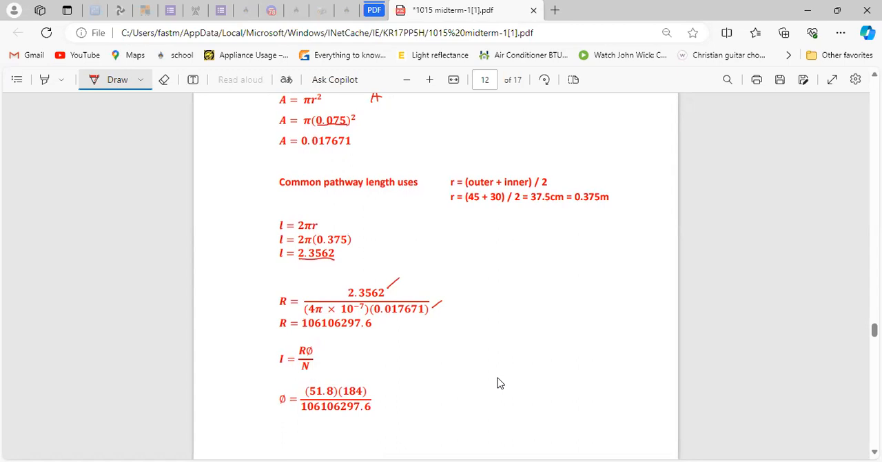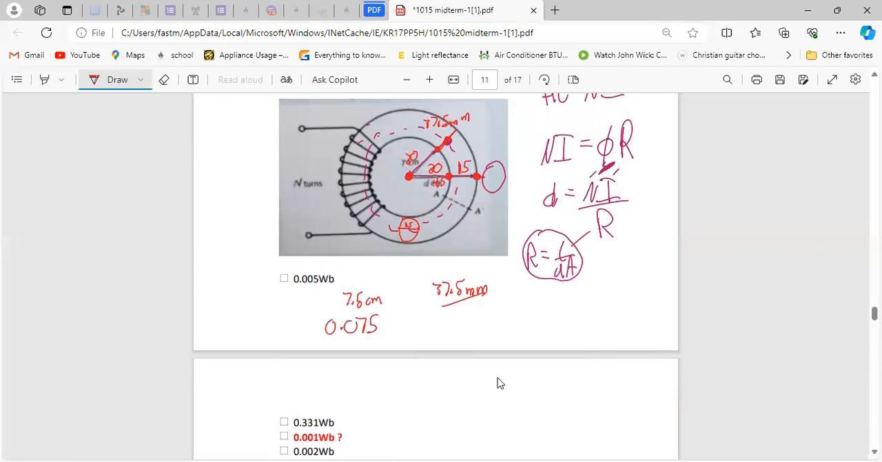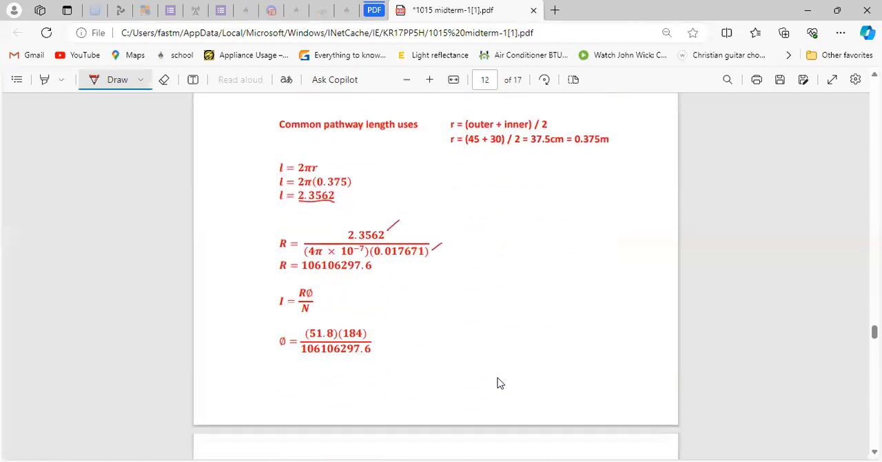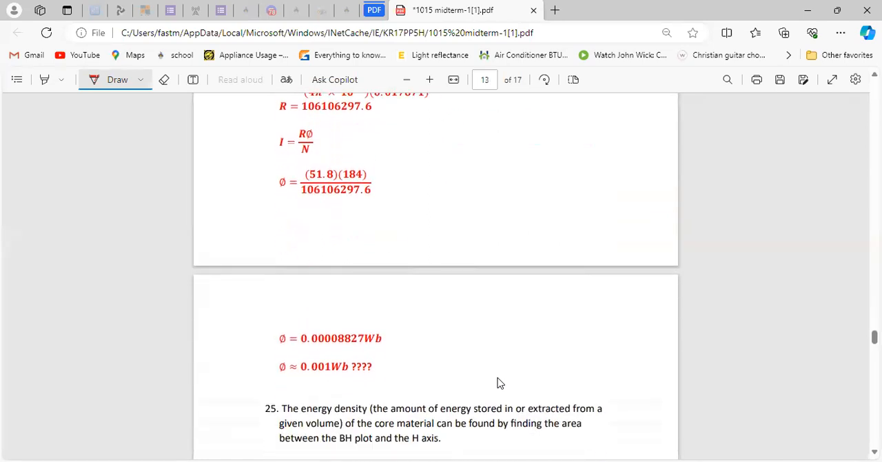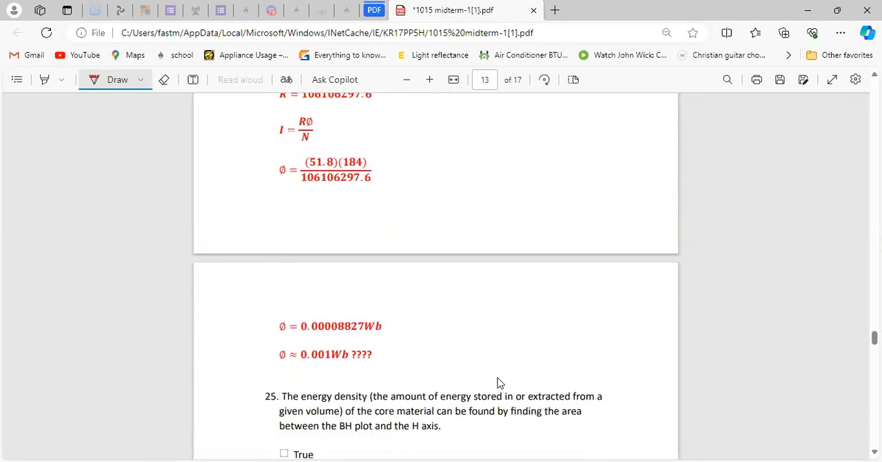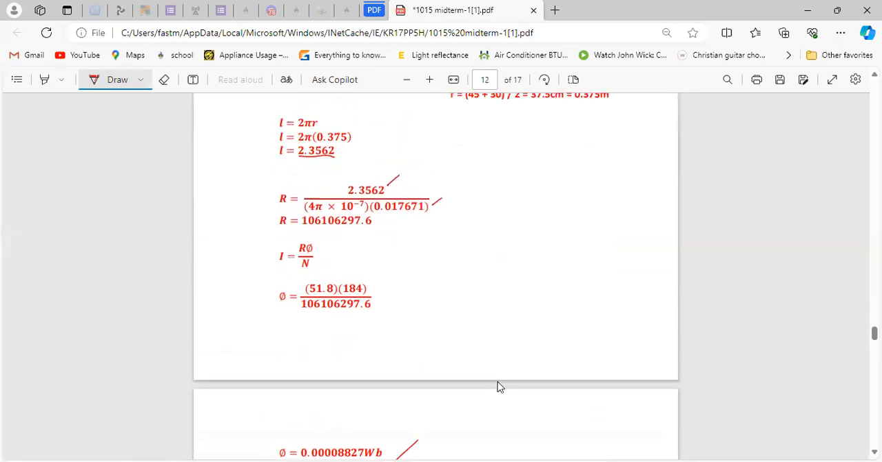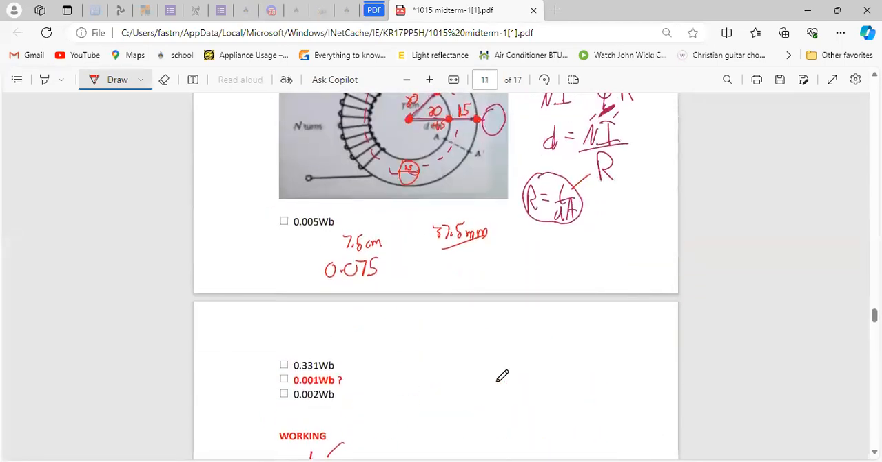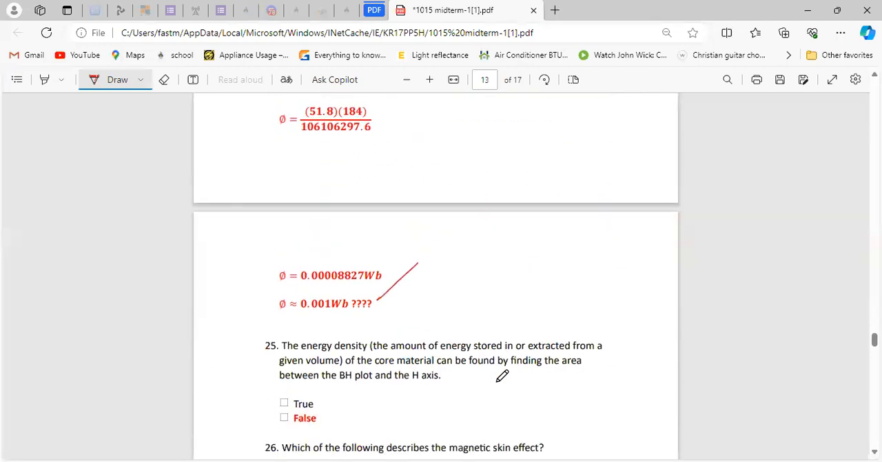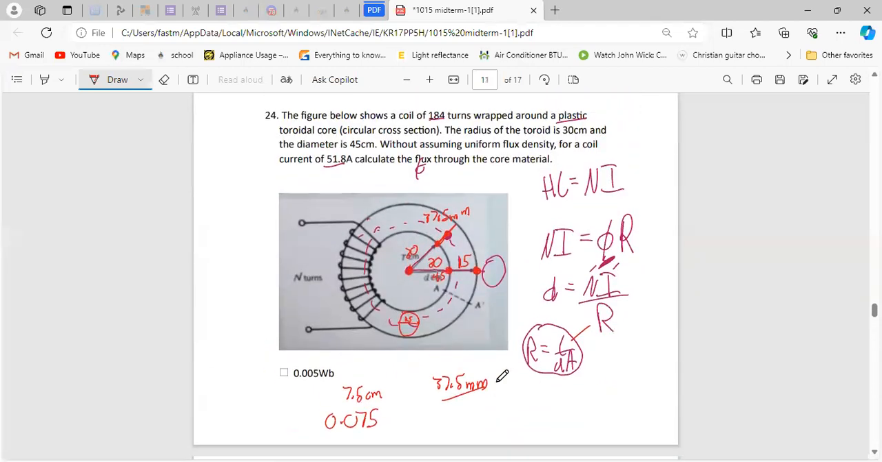Once you get your answer, now we have R. So since you have R now, you just make phi the subject of the formula. Let's talk about it on top there. Plug in N, you plug in your I, and you plug in the R that you just got. And just like that, when you substitute, you get your answer. Yeah, and that's all it is. Nothing new. Everything else should be familiar.